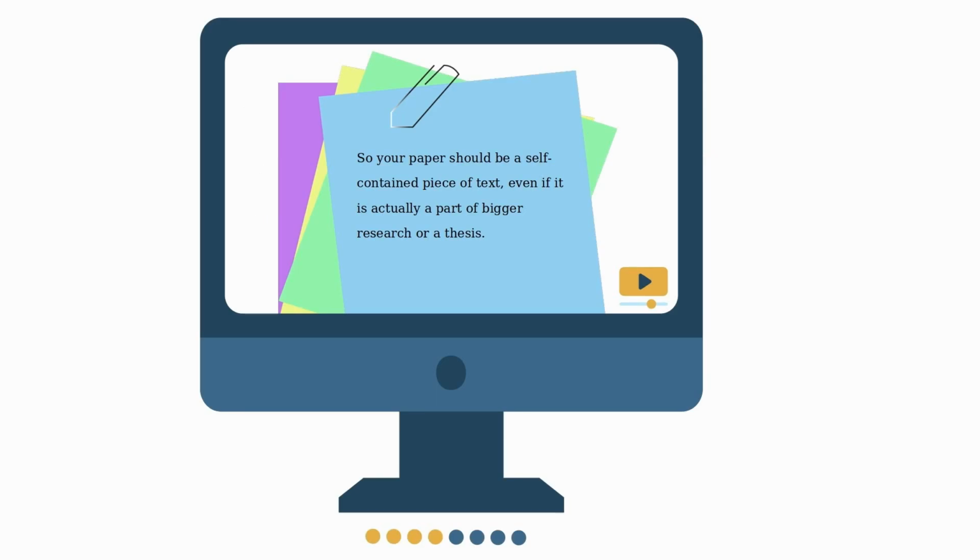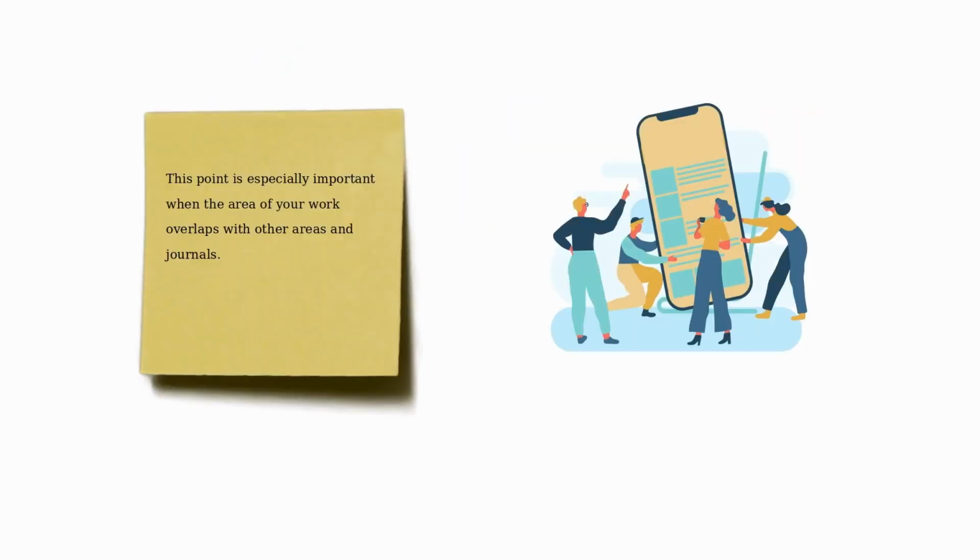So your paper should be a self-contained piece of text, even if it is actually a part of bigger research or a thesis. Your research questions, as well as the objectives and significance of your study, need to be reformulated to suit the scope of the specific journal that you're sending your manuscript to. This point is especially important when the area of your work overlaps with other areas and journals.